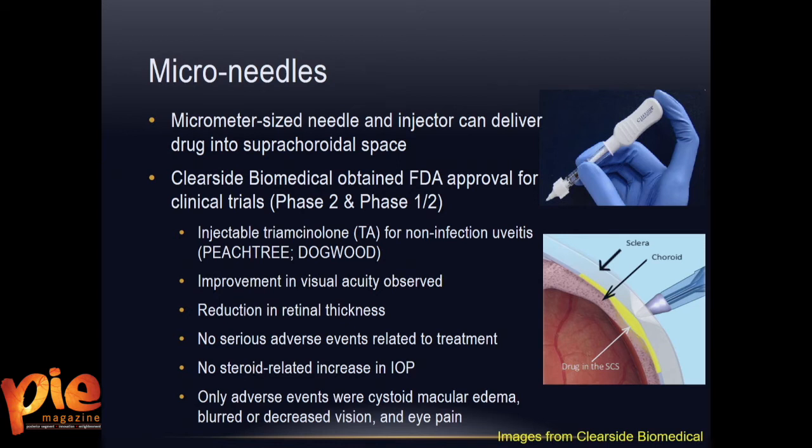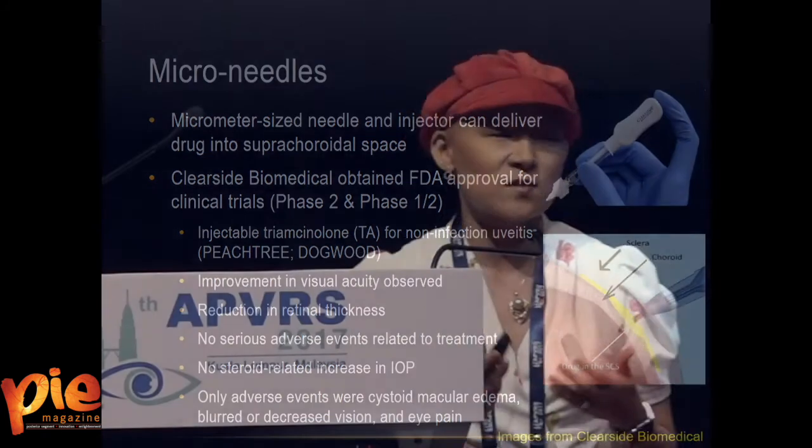Currently, they have a phase 2 and a phase 1/2 trial looking at the injection of triamcinolone for non-infectious uveitis, the Peachtree and the Dogwood trials. In their trials, what they noticed is that there's definitely visual acuity improvement and reduction in retinal thickness. There were really no serious adverse events associated with the treatment, and really no steroid-related increase in IOP in these patients. There were a few minor adverse events reported, such as decrease in vision, eye pain, or associated macular edema. But overall, the system seems safe and effective.